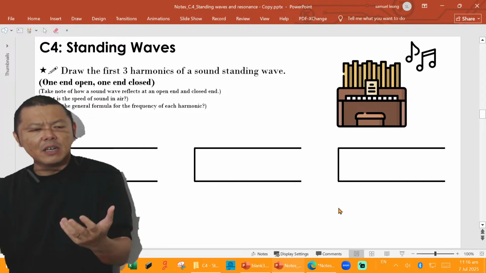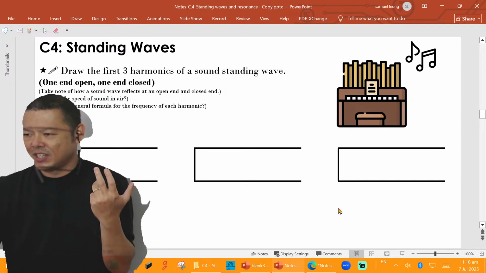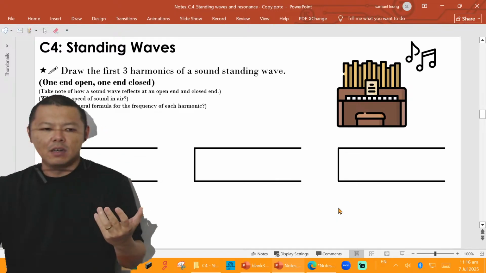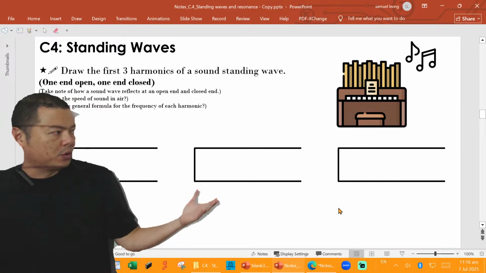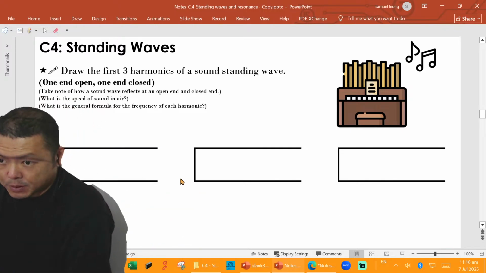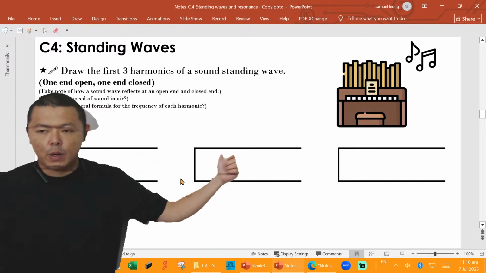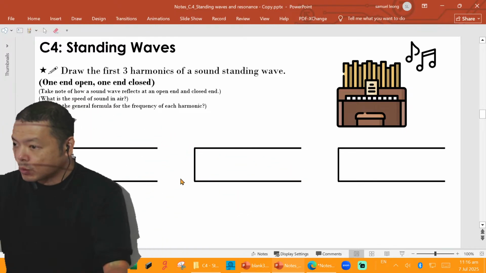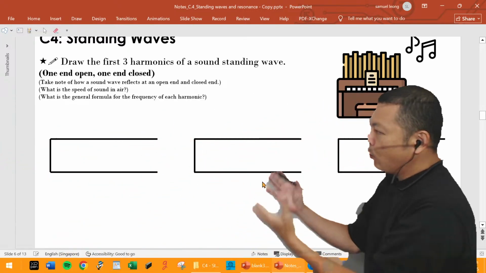So no IB question is going to ask you that, all right? Only some teachers that are a bit up there, lost a few screws, think that students are supposed to know this. They're not, absolutely not. The question will tell you whether it is one end open, one end closed, or both ends closed, or both ends open. Okay, so we are going to go with this one end open, one end closed.